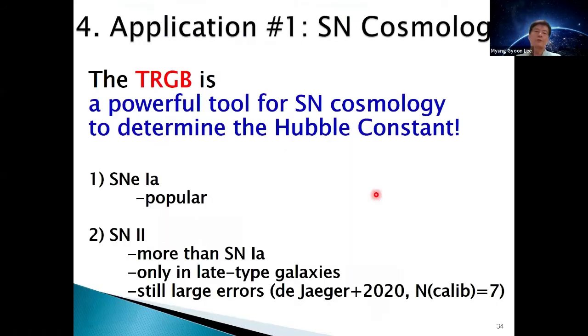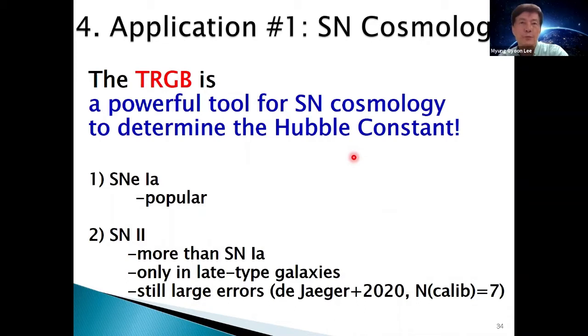Okay, so now you understand, I guess, what the TRGB is and how to apply the TRGB to get the distance of a galaxy from photometry of stars in a galaxy. Application number 1 is supernova cosmology. The TRGB is a powerful tool for supernova cosmology to determine the Hubble constant.